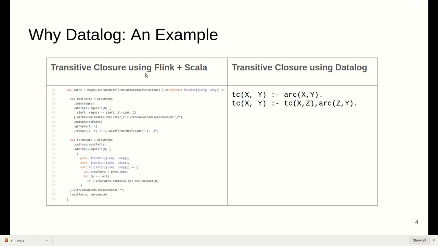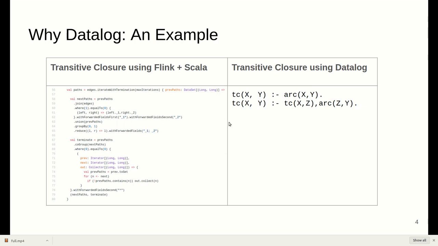We chose the Datalog language mainly because of its conciseness. Here we show an example of a Datalog program's conciseness. On the left side we have an implementation of the transitive closure program using Flink and Scala, and on the right side we have the transitive closure algorithm implemented using Datalog. It's clearly visible on the right side that the program implemented using Datalog is more concise than the program implemented using Flink and Scala.